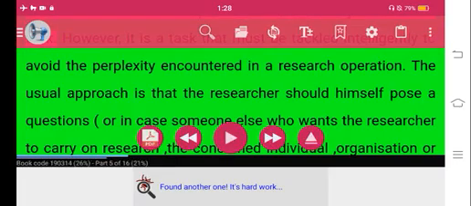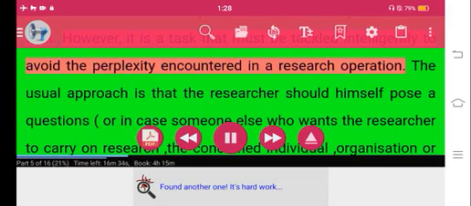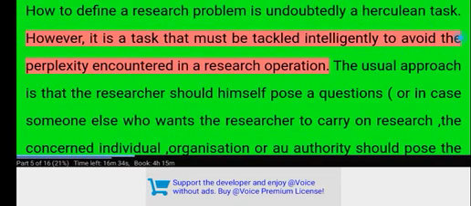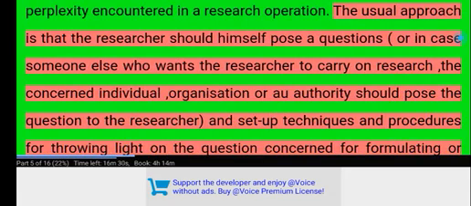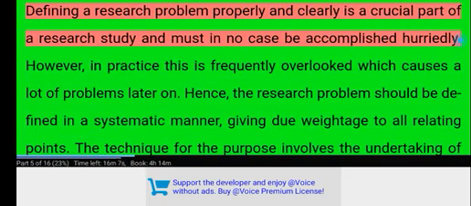How to define a research problem is undoubtedly a Herculean task. However, it is a task that must be tackled intelligently to avoid the perplexity encountered in a research operation. The usual approach is that the researcher should himself pose the questions, or in case someone else wants the researcher to carry on research, the concerned individual, organization or authority should pose the question to the researcher, and set up techniques and procedures for throwing light on the question concerned for formulating or defining the research problem. But such an approach generally does not produce definitive results because the question phrased in such a fashion is usually in broad general terms and as such may not be in a form suitable for testing.